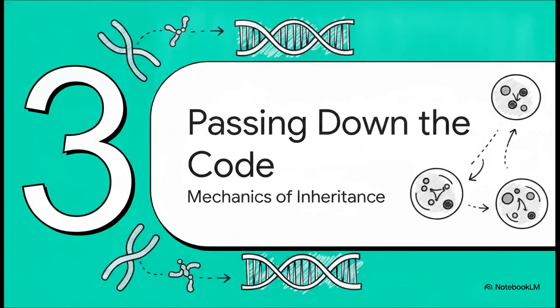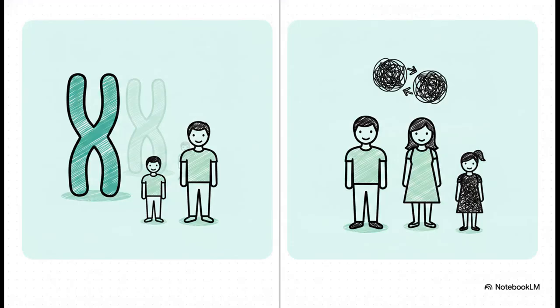Section 3. Passing down the code. Because at the end of the day, a typo is really just a typo, until it gets copied. Let's look at the mechanics of inheritance. And this brilliantly illustrates how the math of genetics actually works.